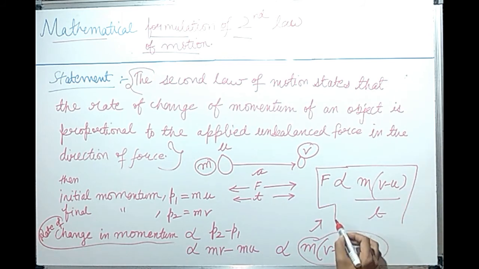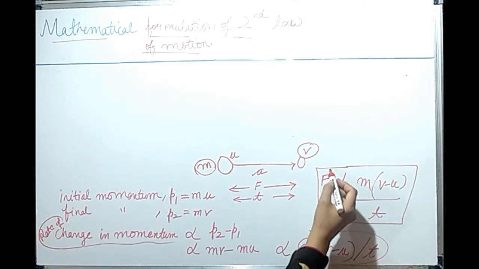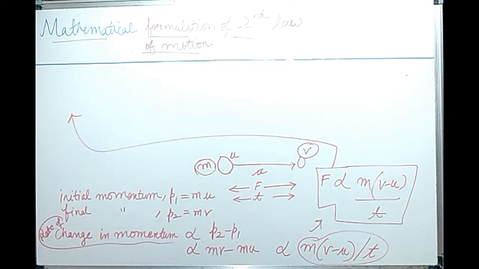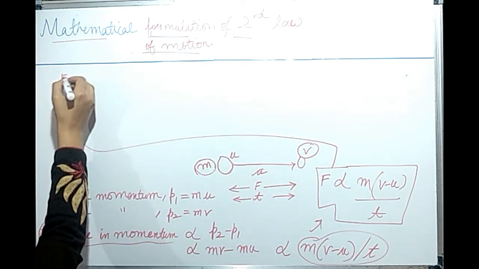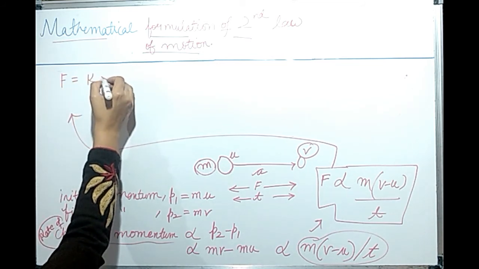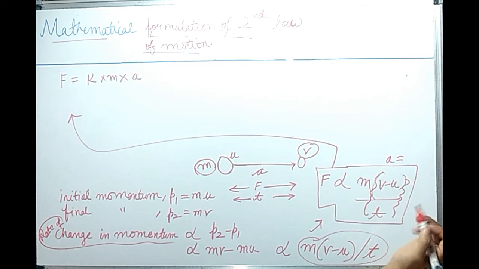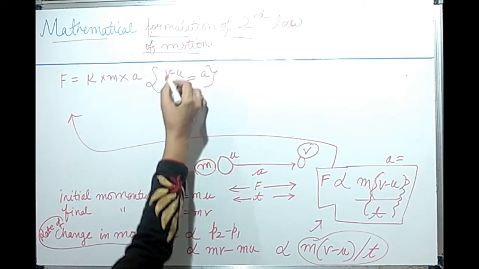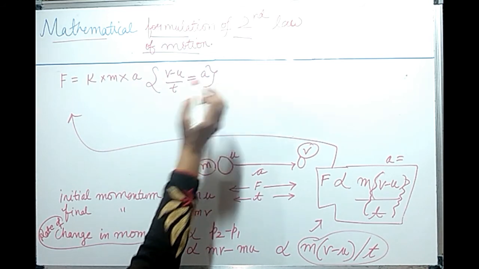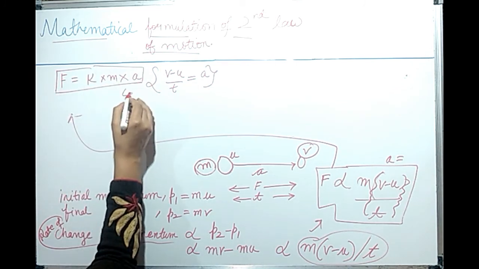Now here in this expression, we have to remove the constant of proportionality. I am removing this proportionality sign and I am writing F equal to k into mass into acceleration, because this here is change in velocity. This is rate of change of velocity, that is equal to a, that is acceleration. I have substituted this (v minus u) upon t as a because acceleration is rate of change of velocity. Final minus initial velocity upon time is our acceleration. So this is equation number 1.